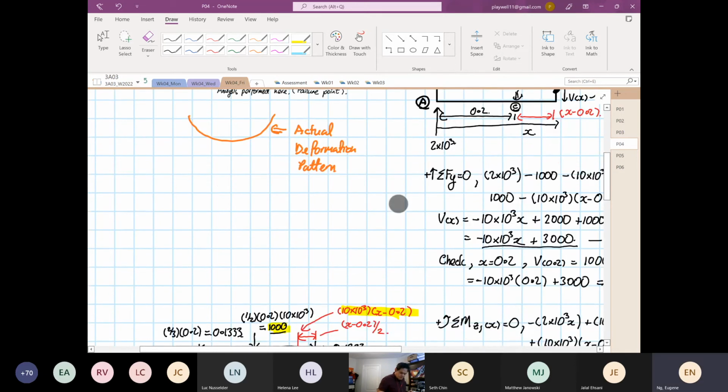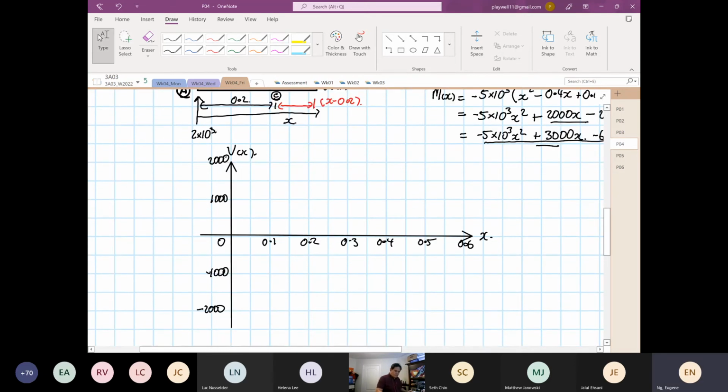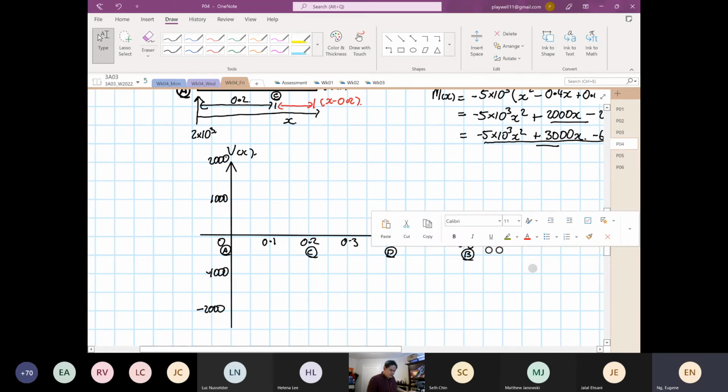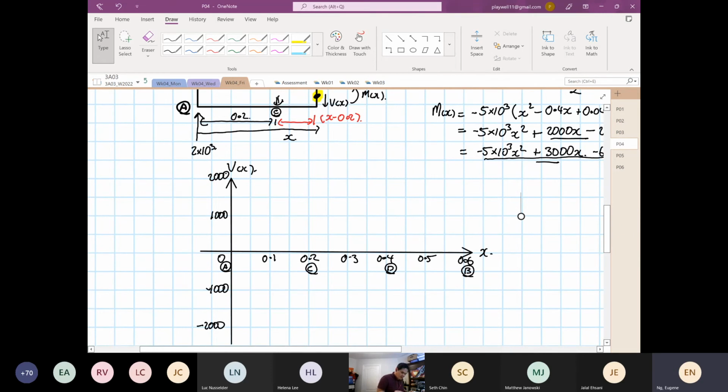Okay. Right. So we're going to sketch. If I have to label the points, this is point A. Okay. This is our point C. This is our point D. And this is our point B. Okay. So we know that at point A, we have 2000. And then at point C, we have 1000. Now, is it a straight line or a curve?